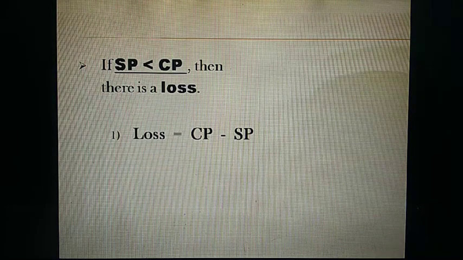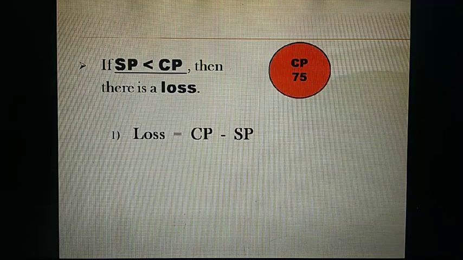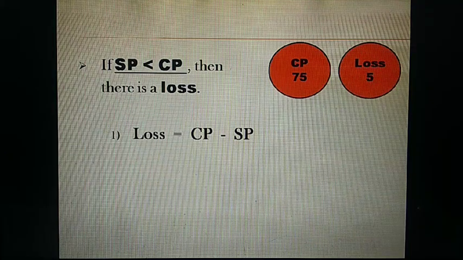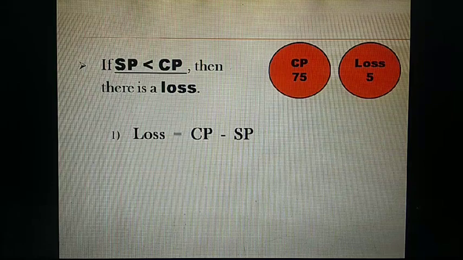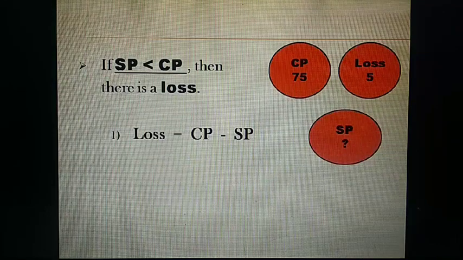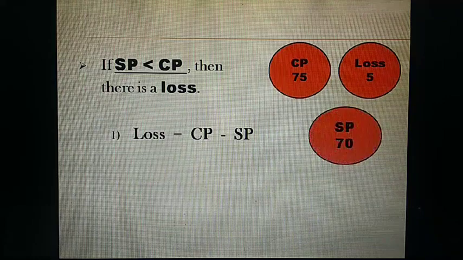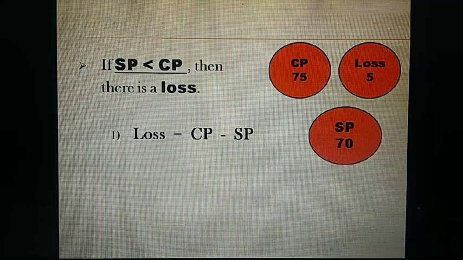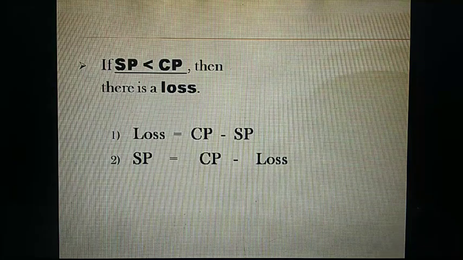Next, consider the missing value is SP here. CP is given to you and the loss is given to you. What will be the value of SP? How will you find this value? Yes, the value for SP in this case is, as it's a loss, so the article is sold at rupees 70. Again, we get the value of SP by subtracting loss from CP.